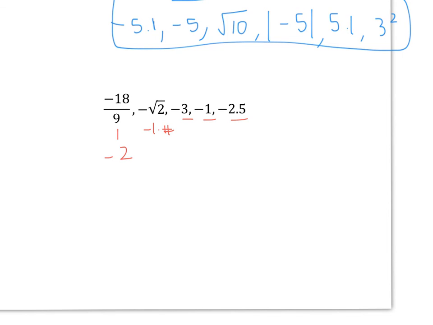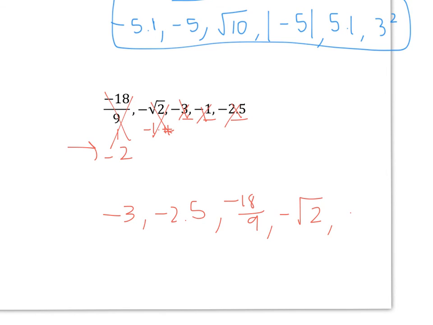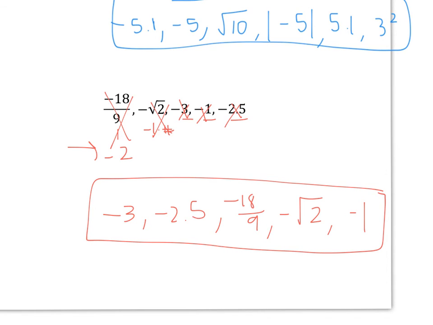So the least number out of all these would be the negative 3, followed by the negative 2.5, followed by this negative 2 here, which is really negative 18 over 9. And then the negative 1 point something, so that's the negative square root of 2, and then negative 1. And that would be listed from least to greatest.